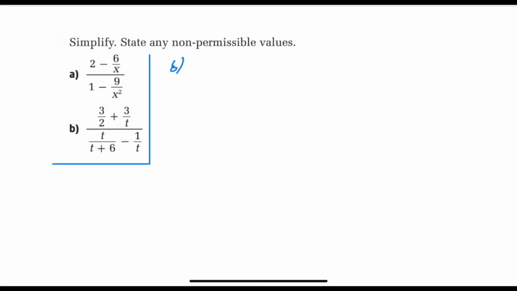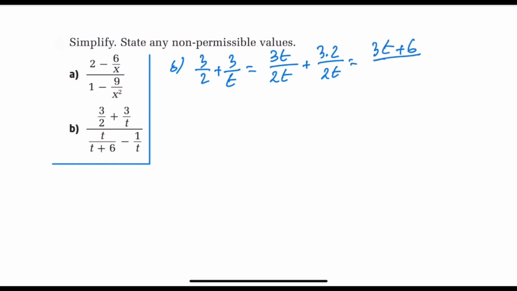Okay, for b, I will do the same thing. I will find a common denominator for the upper one and simplify it separately, and I will also simplify the lower one separately. After that, I will combine both of them. So 3 over 2 plus 3 over t. The common denominator is 2 times t. So 3t over 2t plus 3 times 2 over 2t is equal to 3t plus 6 divided by 2t.